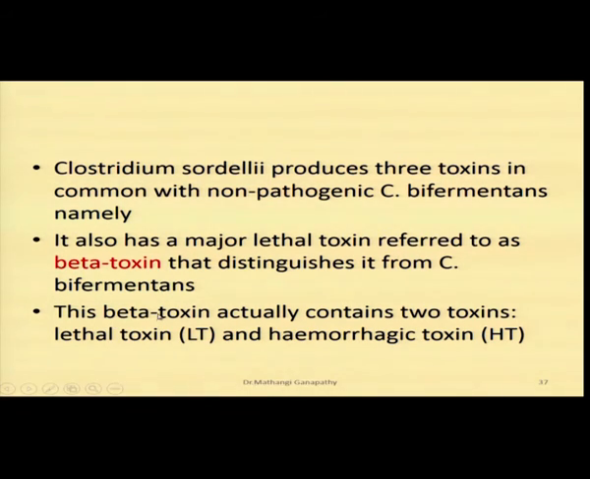And this beta toxin contains 2 subcomponents or 2 toxins: a lethal toxin, called the LT, and a hemorrhagic toxin, called the HT. As the name indicates, this can cause hemorrhage.